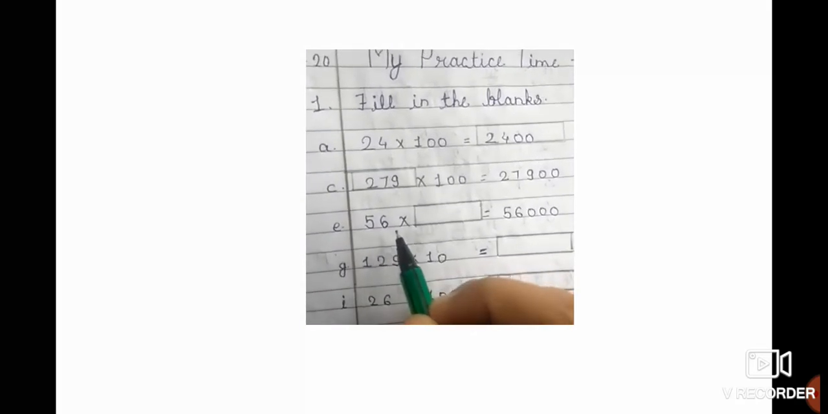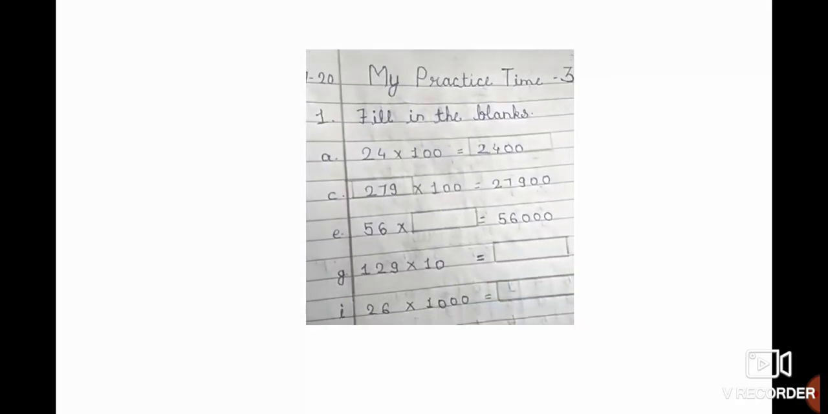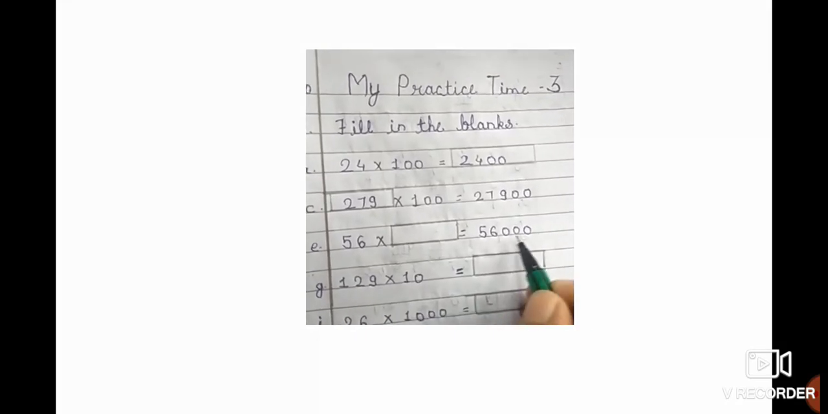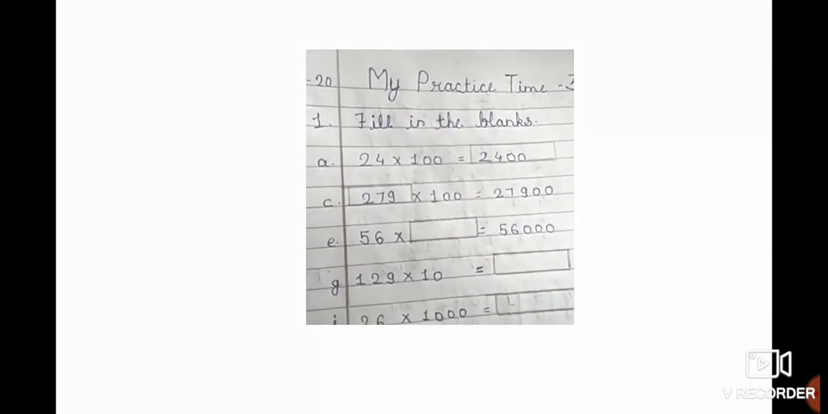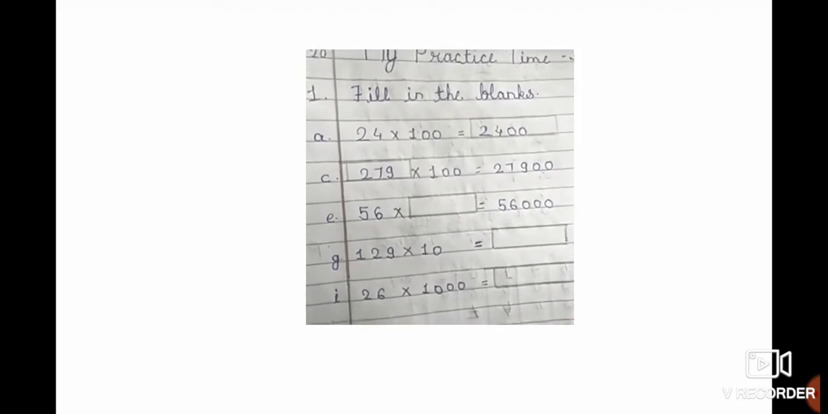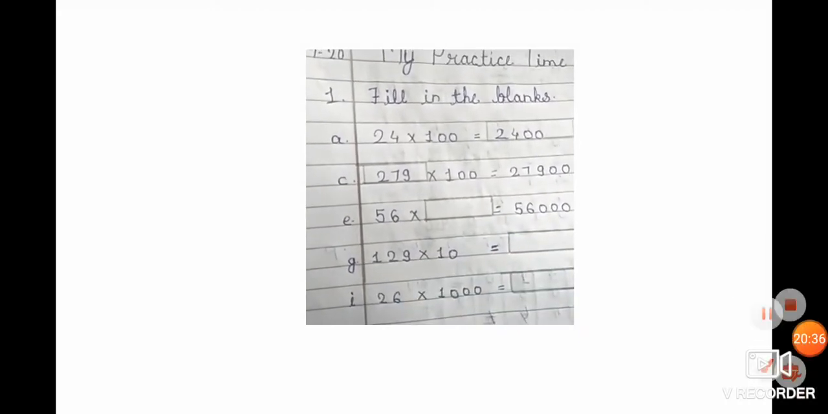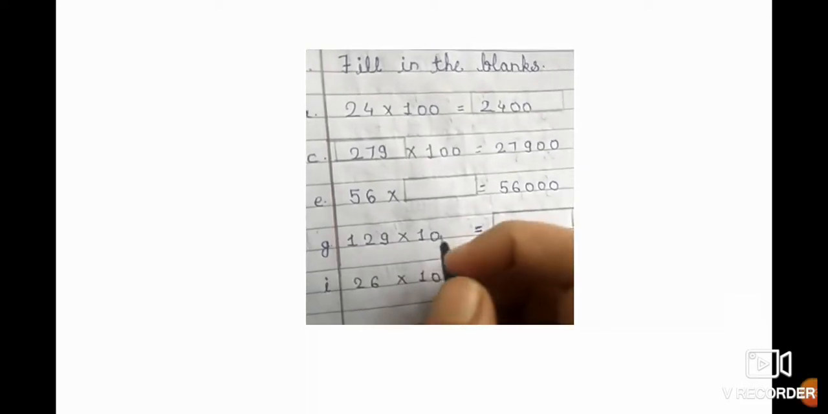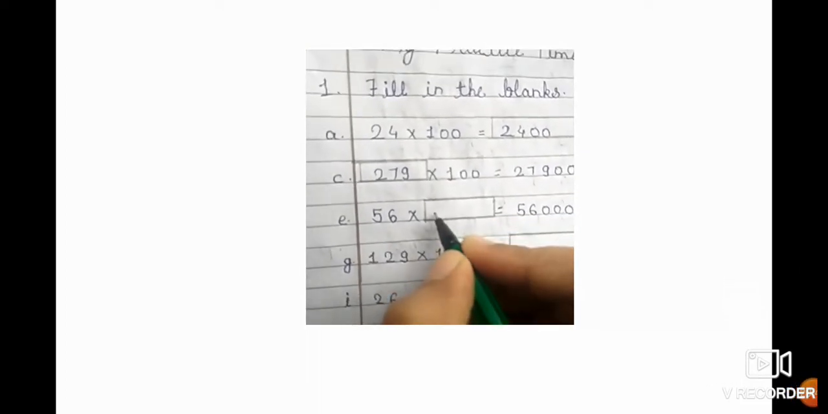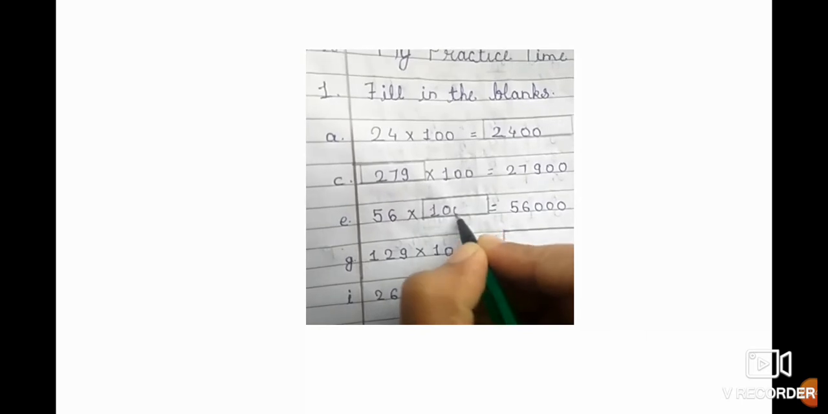Okay, so now we are going to see the next example. 56 into dash is equal to 56,000. So students, here only we can see that three zeros are there. After 56 three zeros are there, that means we are going to multiply 56 by 1000. So now students, here we are going to write 56 into 1000. Okay, we are going to write 56 into 1000. Let's see the next example.